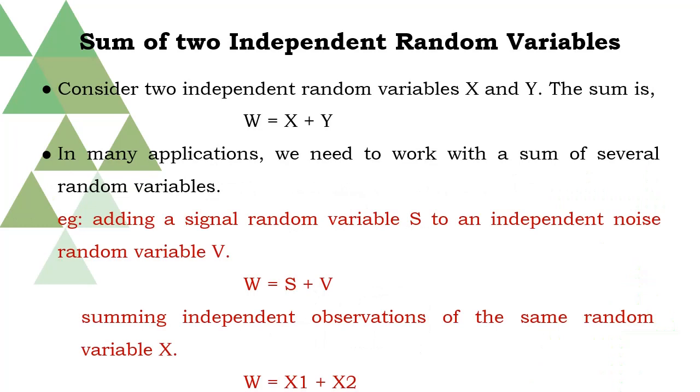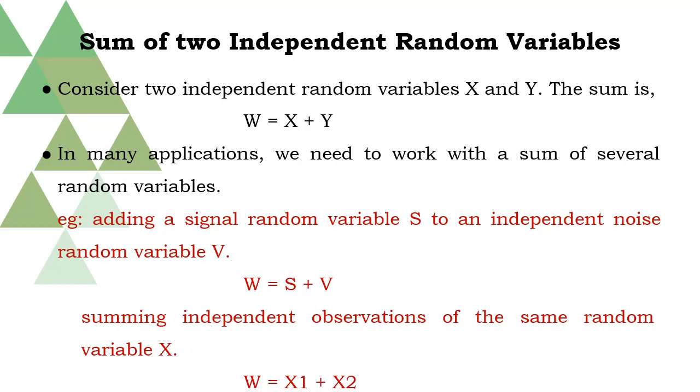Consider two independent random variables X and Y. The sum of these two independent random variables, that is X plus Y, is another random variable W. In many applications we need to work with the sum of several random variables. One such example is adding a signal random variable with a noise random variable. Let the signal random variable be S and the noise random variable be V. When you add these two random variables S and V, we get another random variable W.